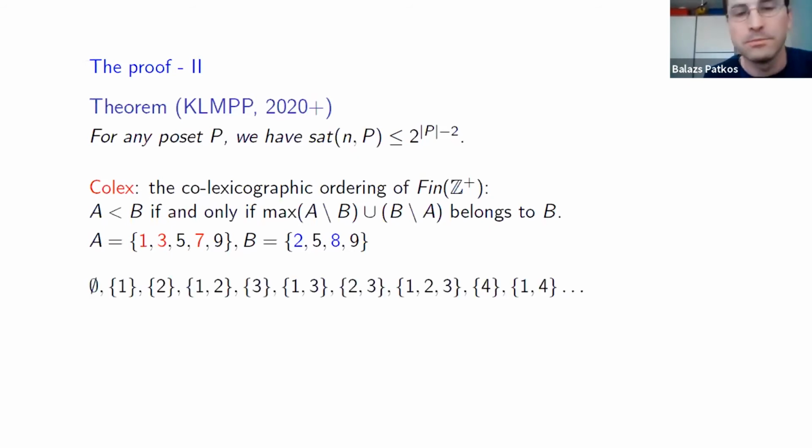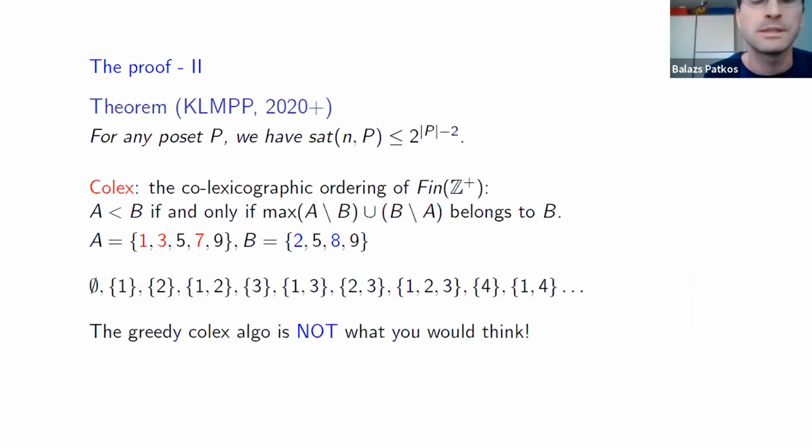Okay, so how does this go? The empty set is the smallest element, then singleton 1, singleton 2, {1,2}, singleton 3, {1,3}, {2,3}, {1,2,3}, and so on. This is the colexicographic ordering, I mean the initial segment of it.